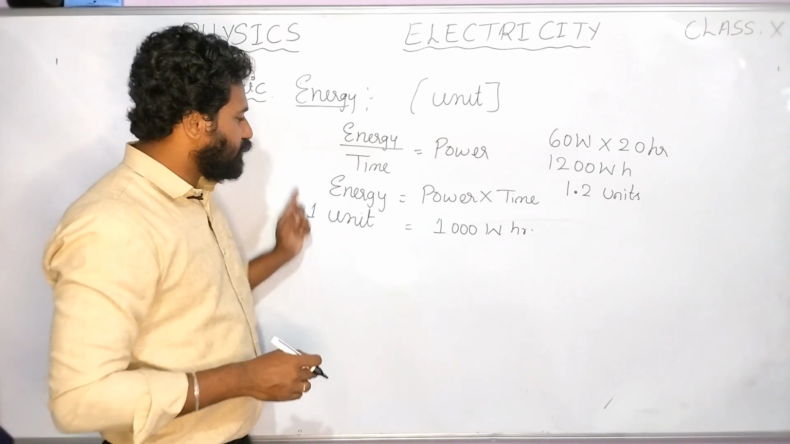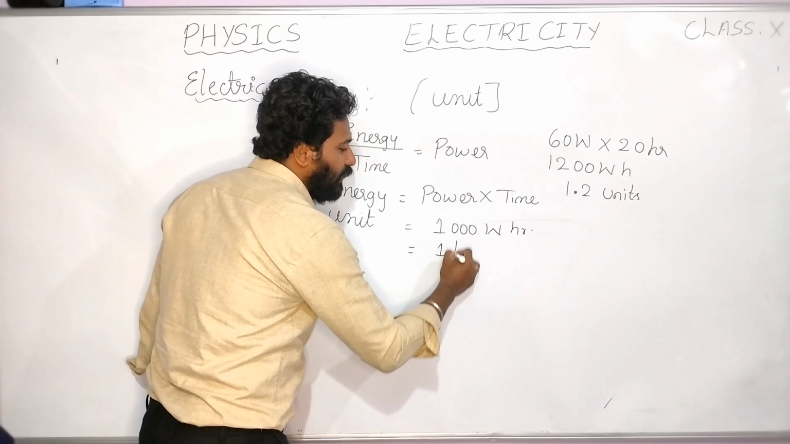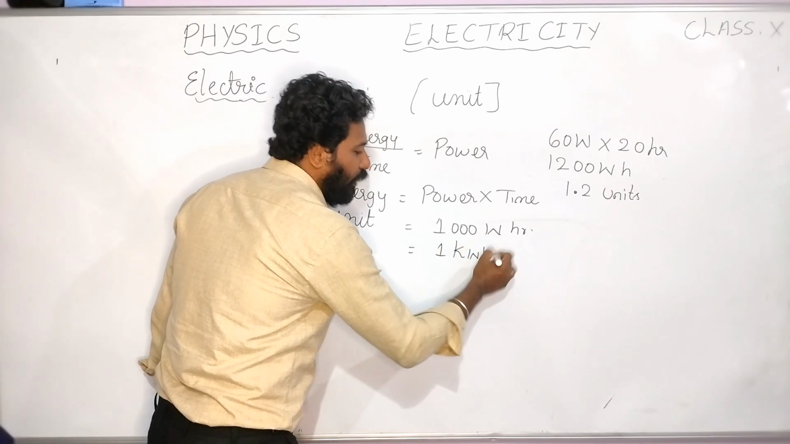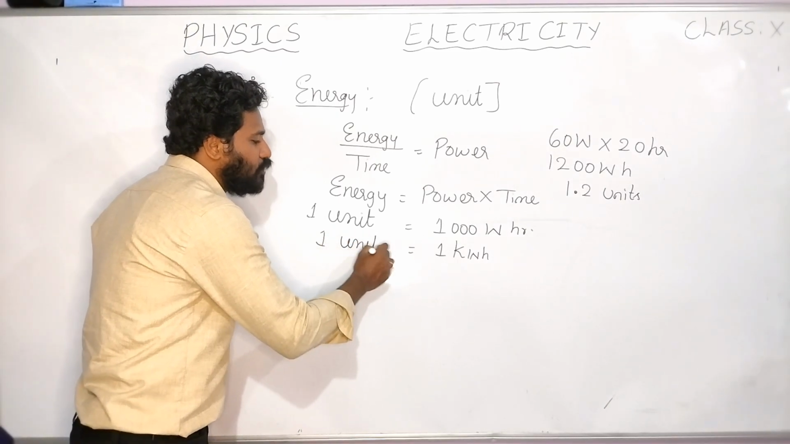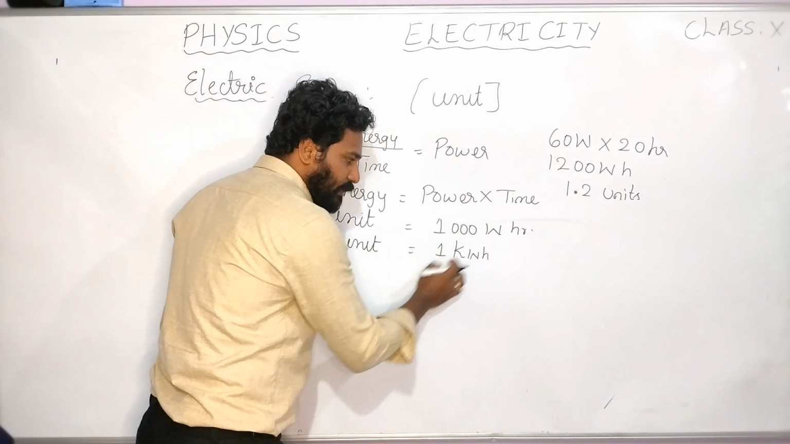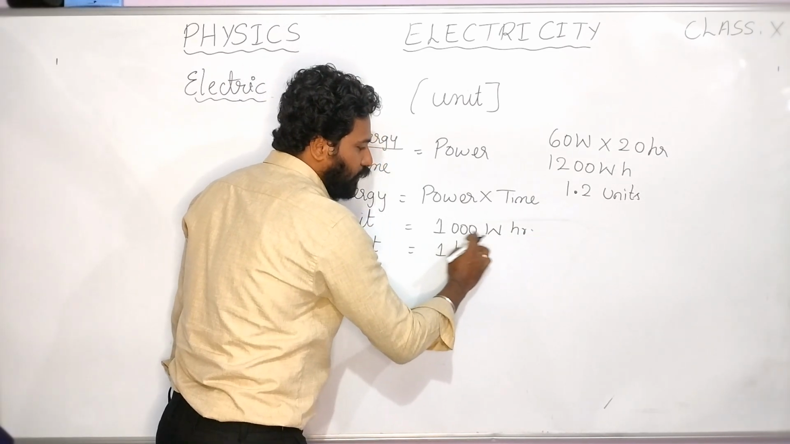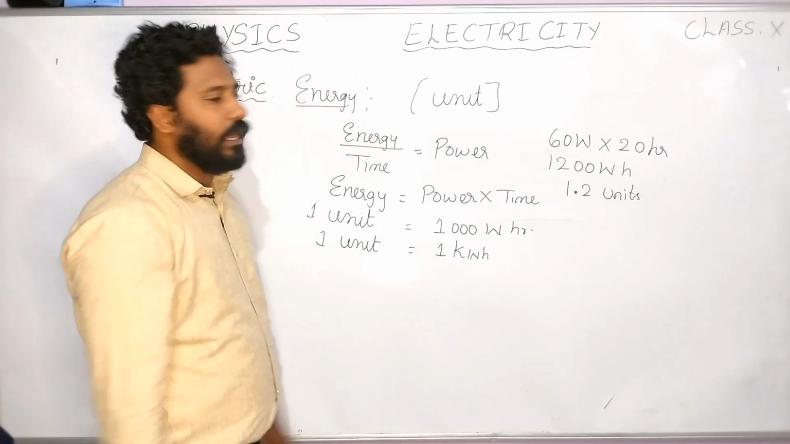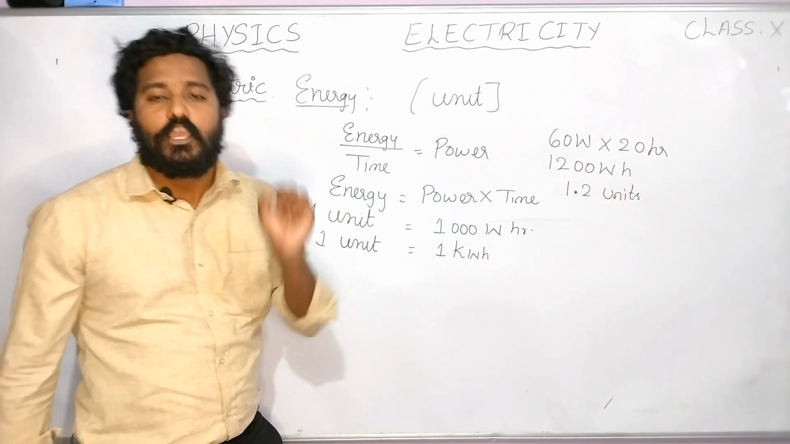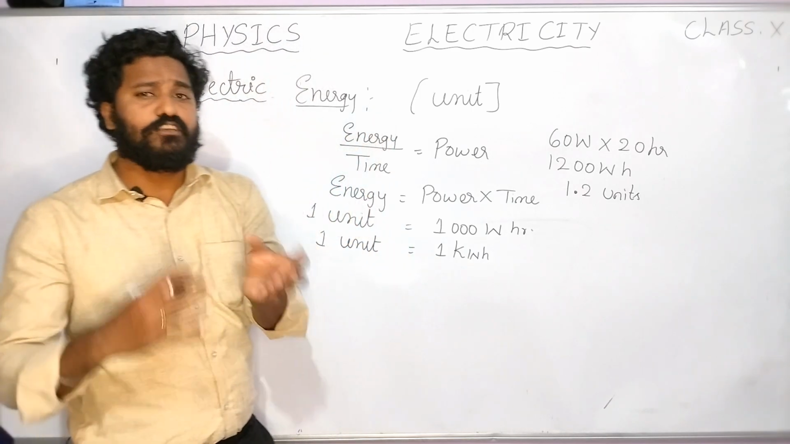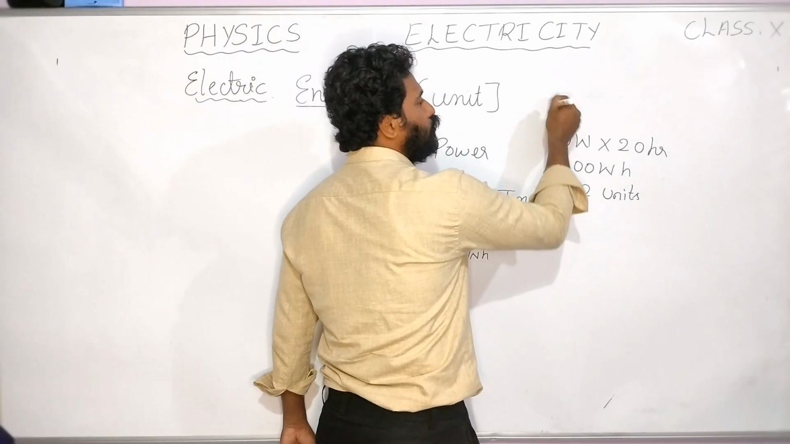Did you understand what is 1 unit of energy? 1 unit of energy is actually 1 kilowatt hour. 1 unit of energy means 1 kilowatt hour, that is 1000 watt hour. So you are using a 60 watt bulb for 20 hours. You have a small LED. Otherwise TV and all, how much will it be around?